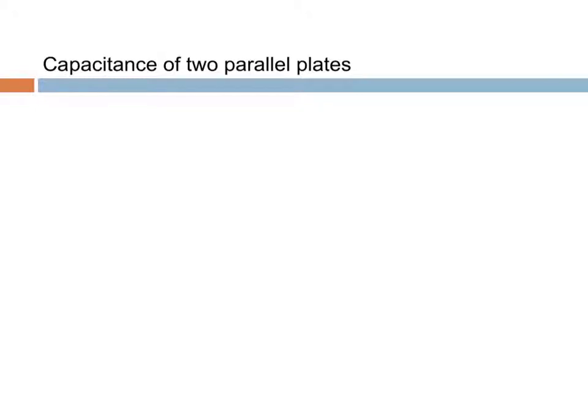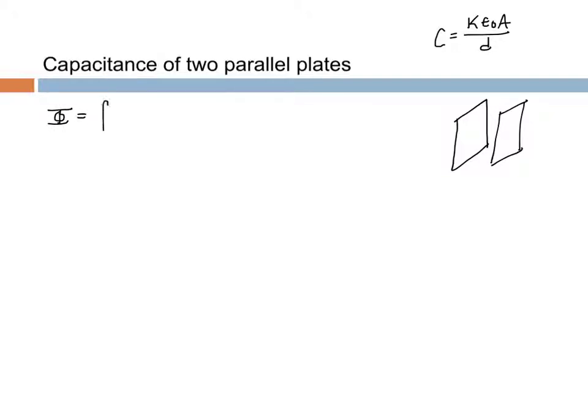And finally, our most common situation is a capacitance of two parallel plates. Now you already know the equation for it, which is k epsilon naught A over d, but we're going to go ahead and derive it. So again, for two parallel plates, what I need to do is solve for the electric field between them first. Again, starting with Gauss's law, we say the integral of E dA is equal to charge enclosed over epsilon naught.